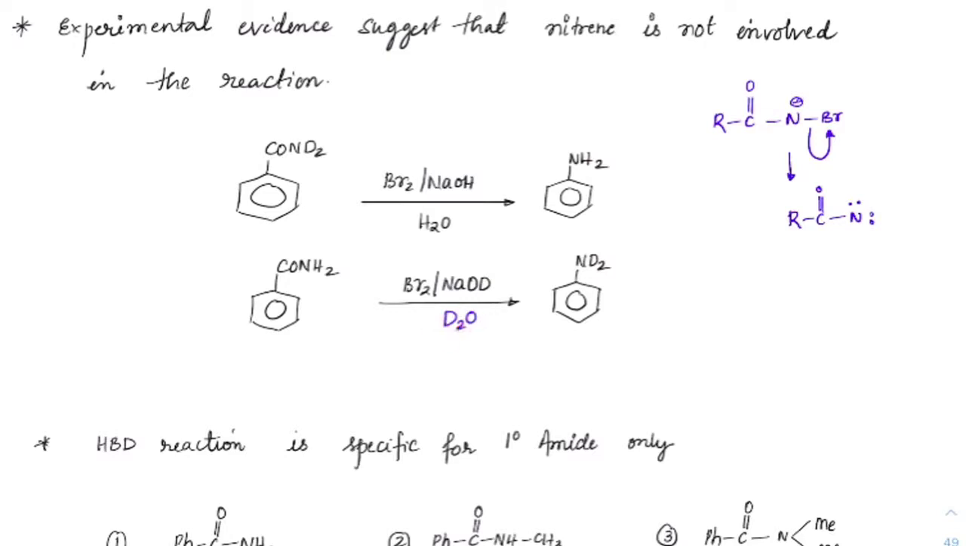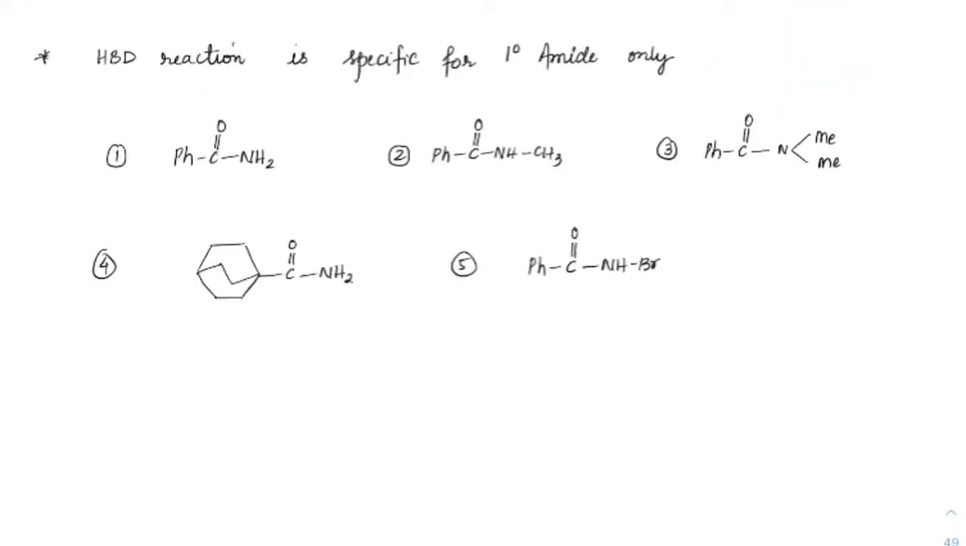NaOD and D2O, then the product now will be ND2. You may be starting with NH2. Lastly, the Hoffmann bromamide degradation reaction is especially for primary amides only. If you have secondary amides, the reaction won't happen. I mean, it will happen, but it will not have this migration and will not see those steps. So only acid-base reactions will take place.